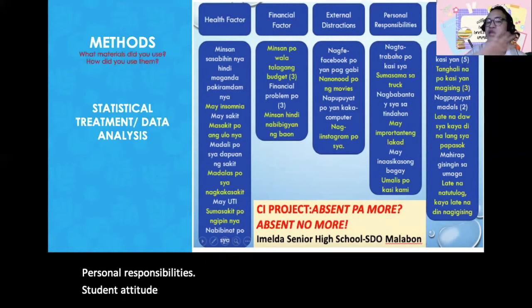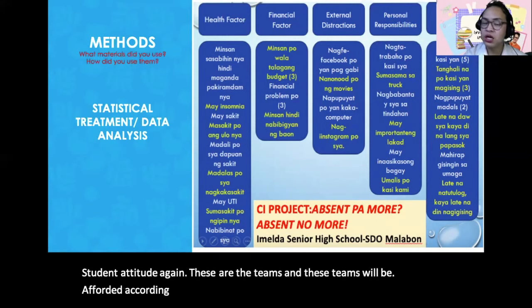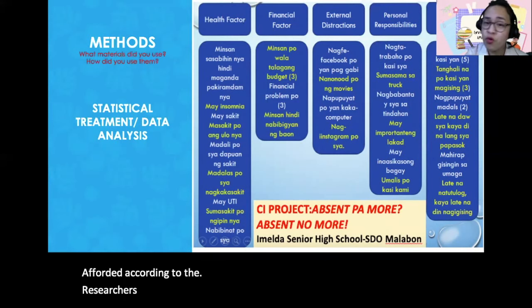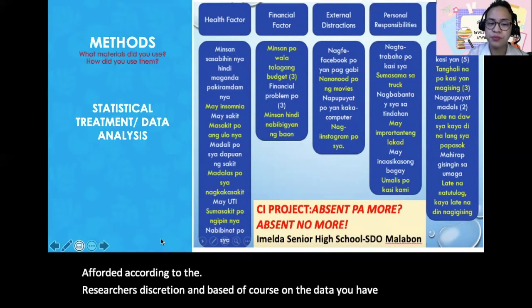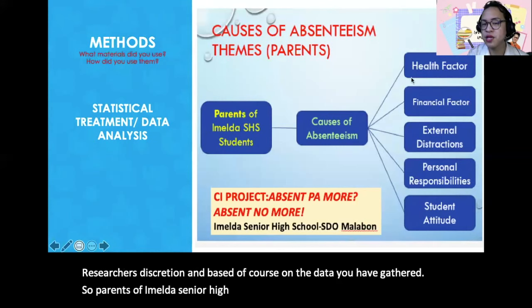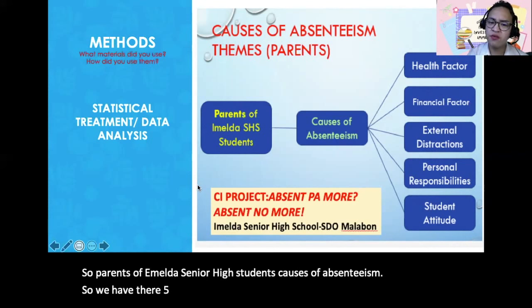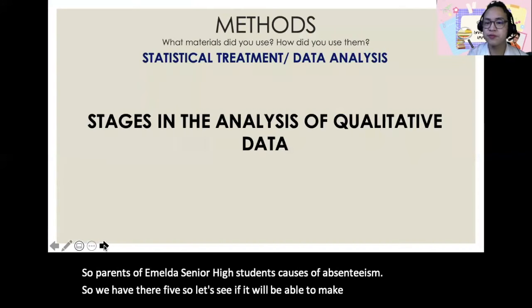Again, these are the themes, and these themes will be afforded according to the researcher's discretion and based, of course, on the data you have gathered. So parents of IMRD senior high school students, causes of absenteeism. So we have there 5. Oh, so let's see if we will be able to make it into 5.